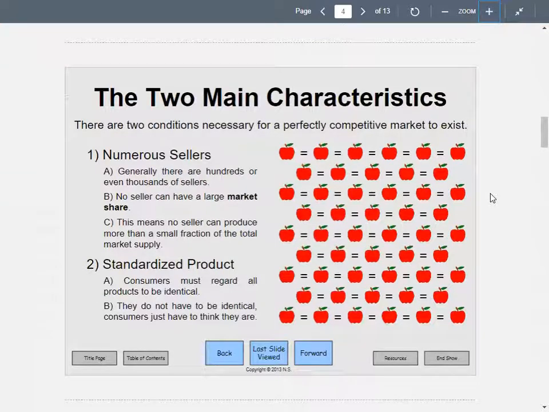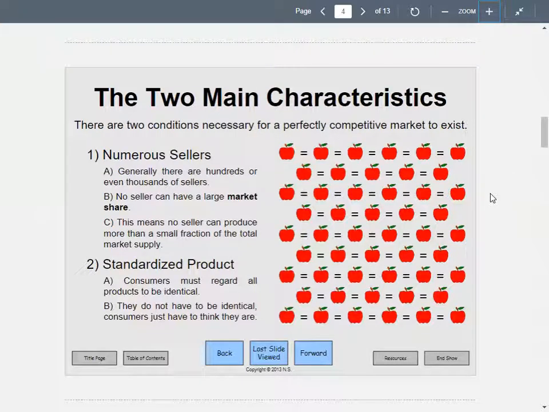There are two conditions necessary for a perfectly competitive market to exist. First, you have to have numerous sellers. Generally, there are hundreds or even thousands of sellers, and no seller can have a large market share. So that means nobody's the top dog, nobody's the main seller, the main producer. This means no seller can produce more than a small fraction of the total market supply.